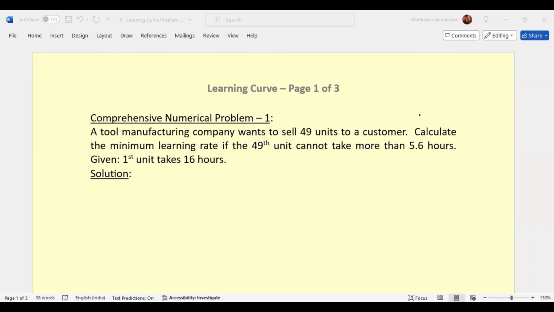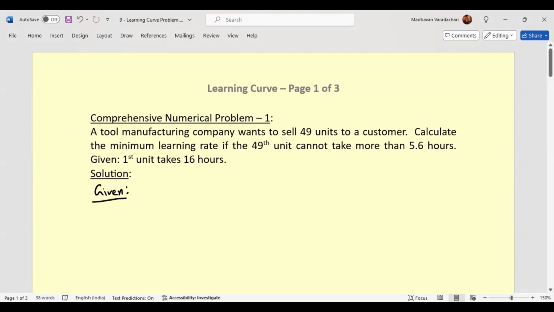Hello everyone. In continuation to our topic learning curve, we'll now be solving some comprehensive numerical problems. This is the first one. A tool manufacturing company wants to sell 49 units to a consumer. Calculate the minimum learning rate if the 49th unit cannot take more than 5.6 hours, given the first unit takes 16 hours.